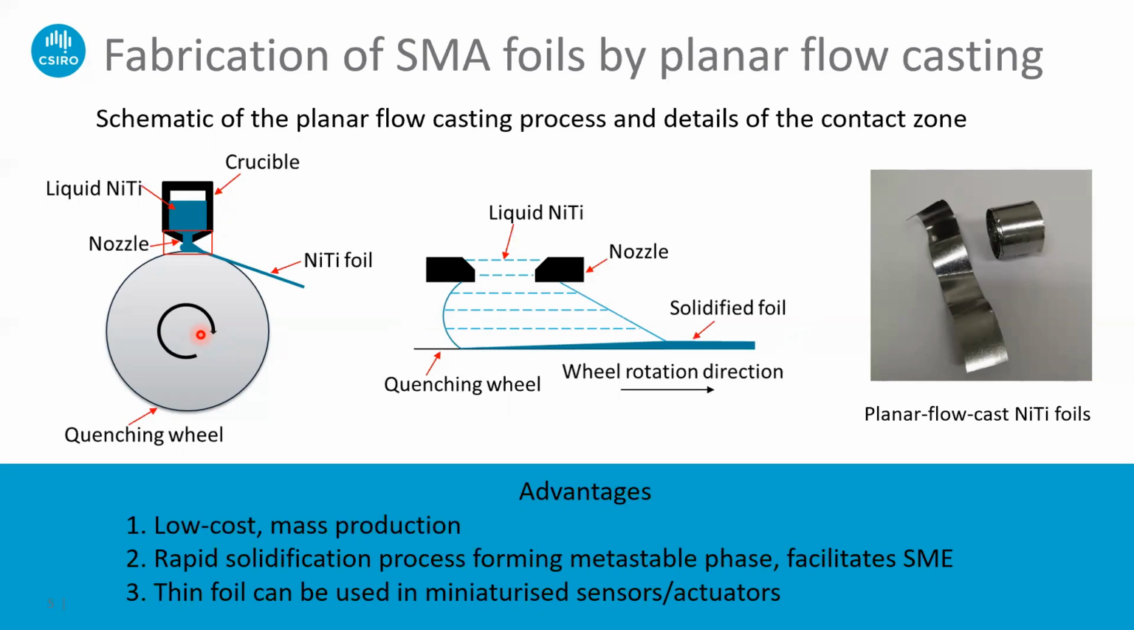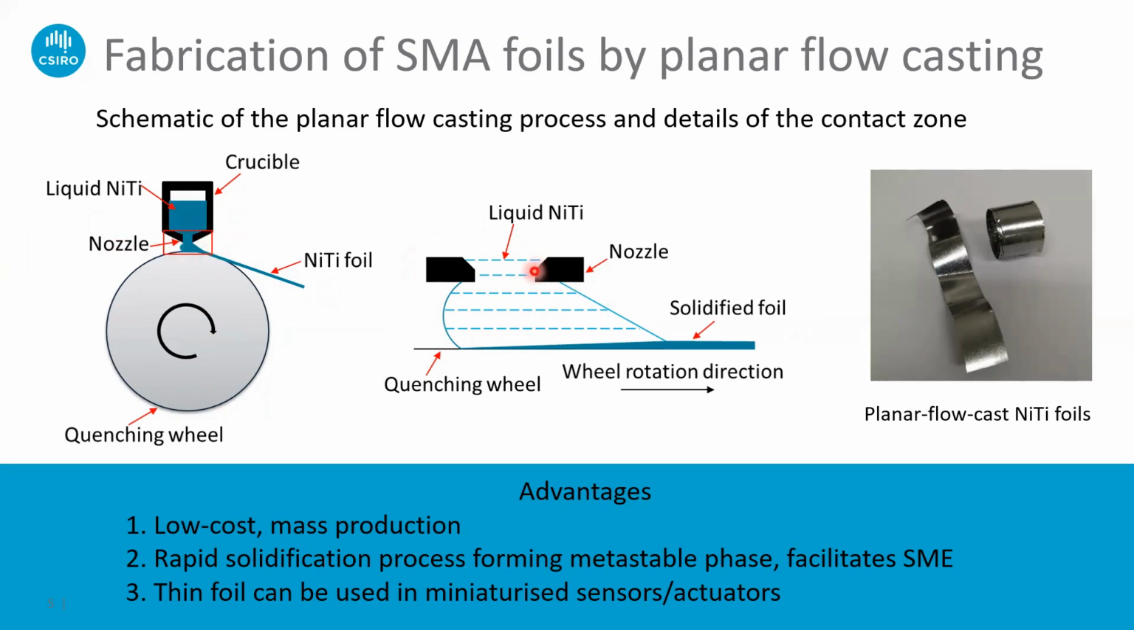Here is the schematic of the planar flow casting process. Here we can see this is a crucible, and we can put the nickel and the titanium in, and it can be melted by arc melting. And this liquid metal comes out from the nozzle and then hits the quenching wheel, which is rotating. And this can be spun out into the nickel titanium foil. So here is the contact area, like this area.